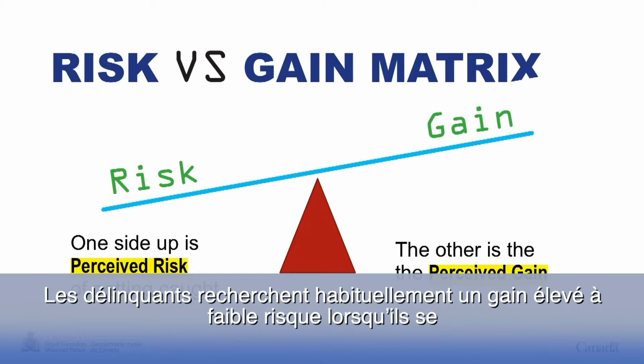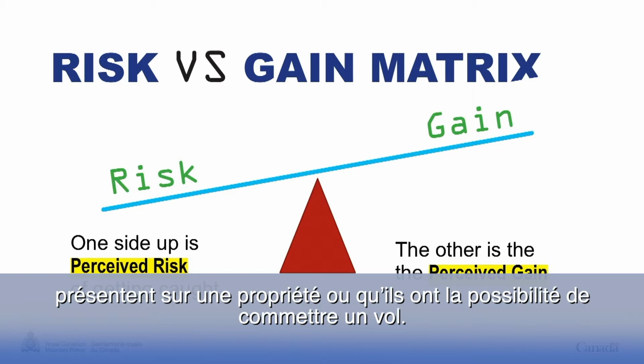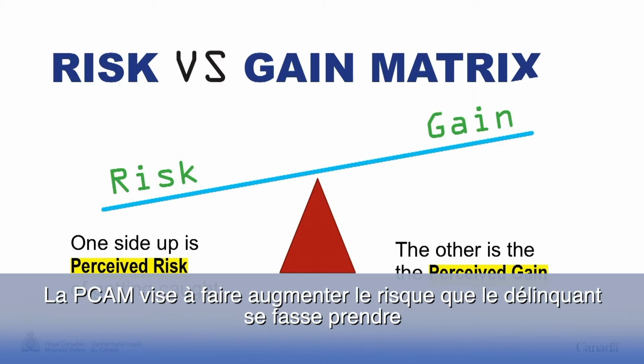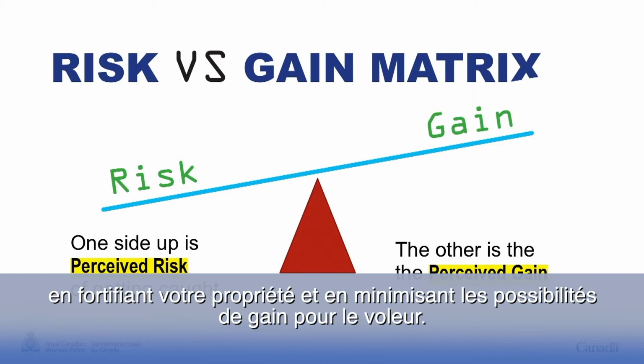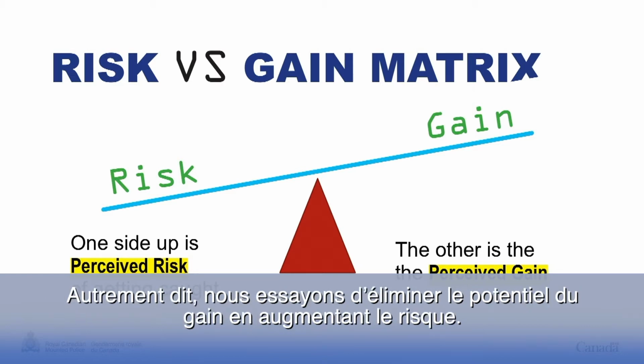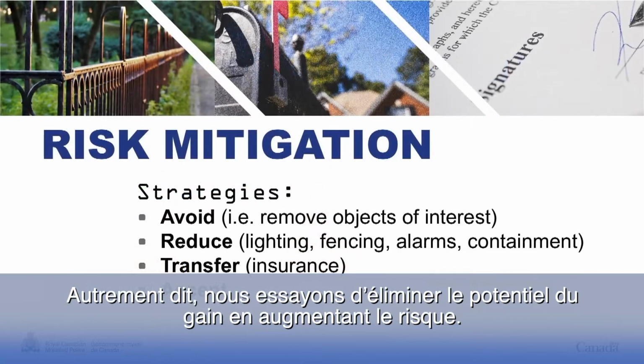One of the focuses of CPTED is the risk versus gain matrix. Offenders are typically looking for a low risk, high gain when they come onto a property or have the potential of committing an act of theft. CPTED looks at increasing the risk of the offender being caught by fortifying your property and minimizing the gain. In other words, we're trying to take away the potential of the gain by increasing the risk.